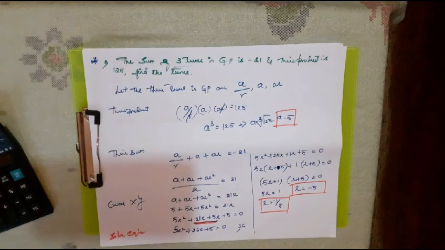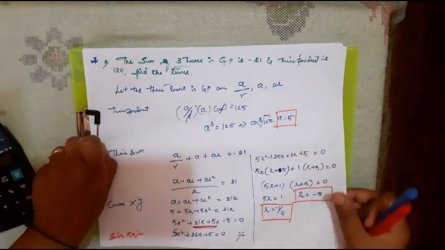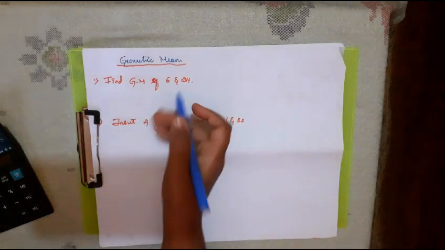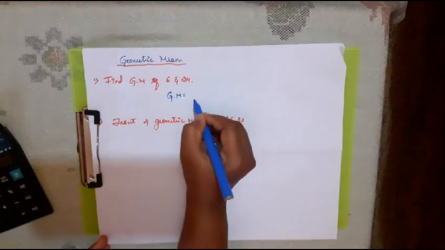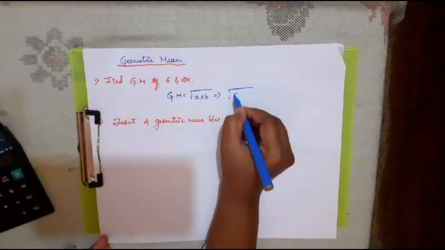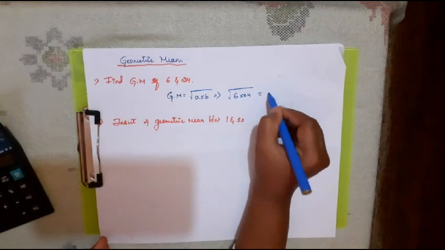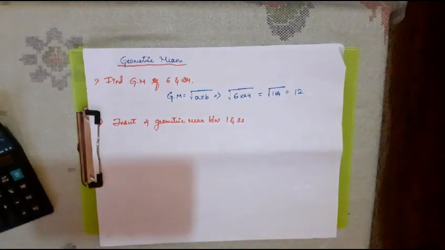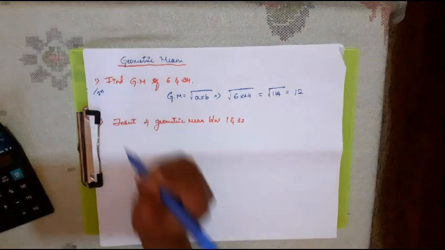Okay, so then we'll take up the last part of this concept, that is geometric mean. Right? So for geometric mean, I'm taking two sums as it is. Find the geometric mean of 6 and 24. So when they are asking about finding two terms, we know geometric mean is equal to root of A into B. Okay, so it is 6 into 24, you are getting 144, so it is 12. 12 is the geometric mean of 6 and 24. So this sum will be asked for 2 marks.